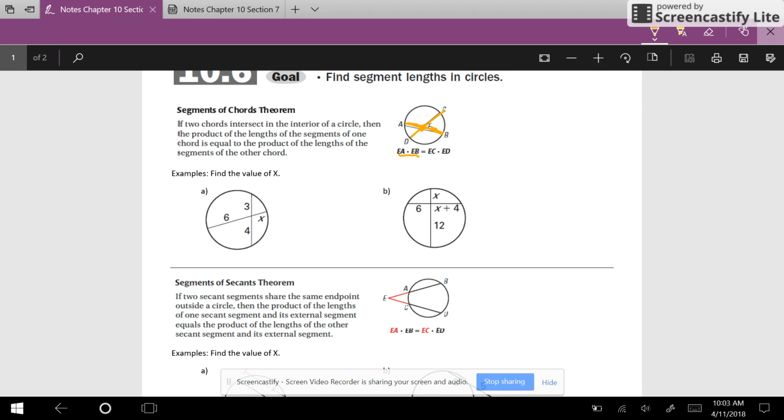What they're telling us here is take those two parts and multiply them. The other chord that went from D to C, it's got E in the middle, so I can go from E to C and I can go from E to D for the two parts. We multiply those together and those two products equal each other.